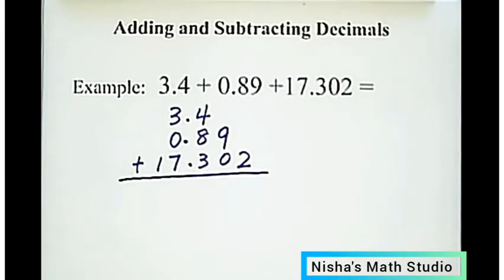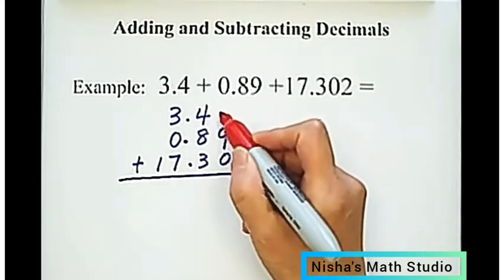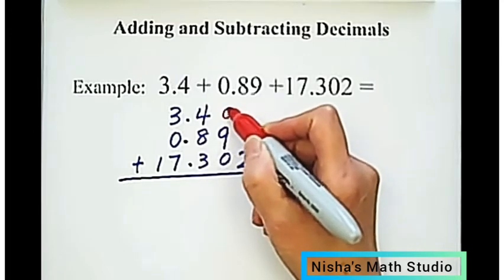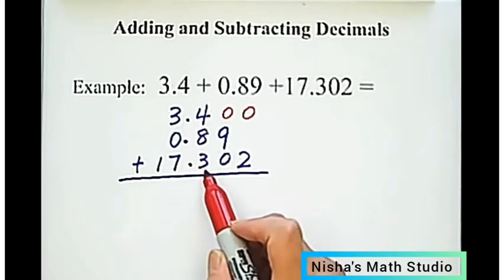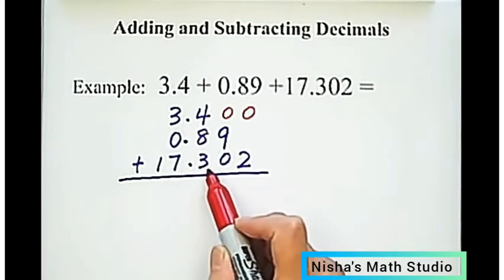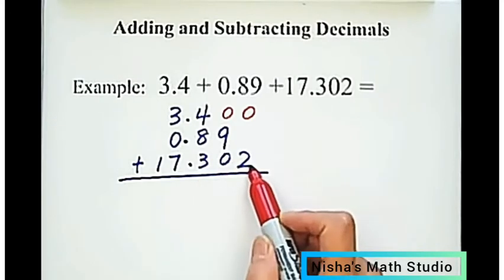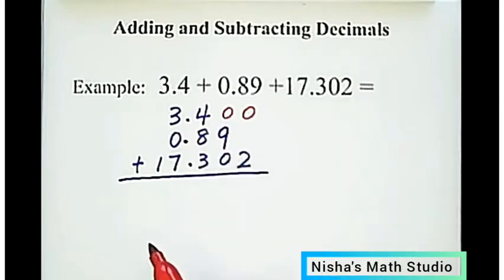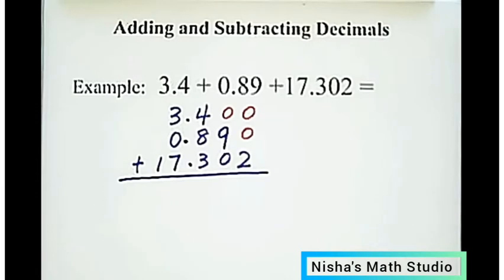Now, when you add, you have to fill the extra spaces with 0. In 3.4, you have after the decimal point only 4. So that extra 2 places, we fill it with 0. Because in the last number, you have 17.302. 3 places are there. So in the first number, because there were 2 extra places, we have filled it with 0. Look at the second decimal number now, 0.89. So that one extra place also we are going to fill it with 0.